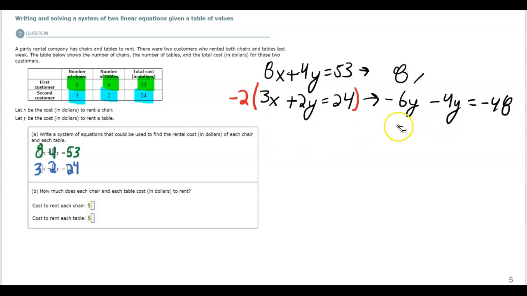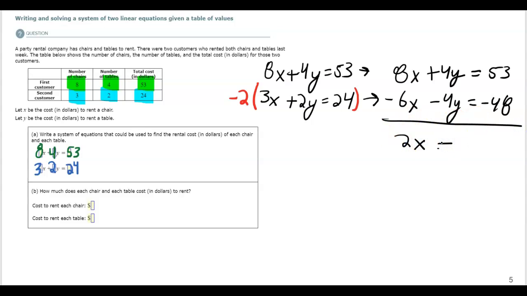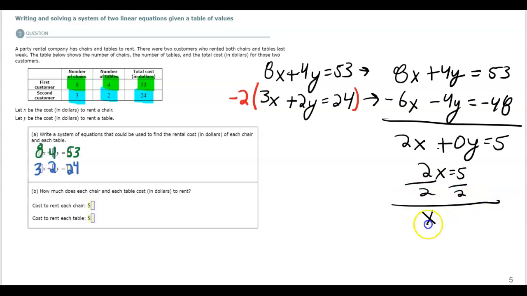Sorry, this should be... So if you want to pause the screen and try to solve this by yourself, go ahead and pause the screen. So we see that X is 2.5, or the cost per chair is 2.5. I still need to solve for my Y value though.